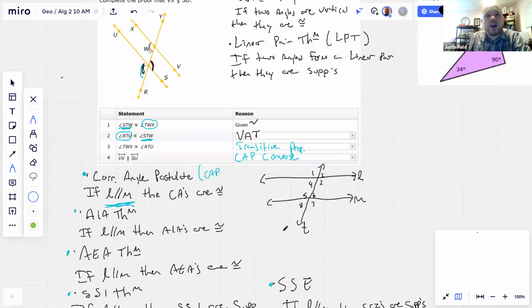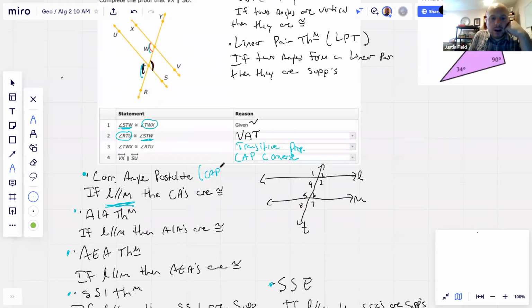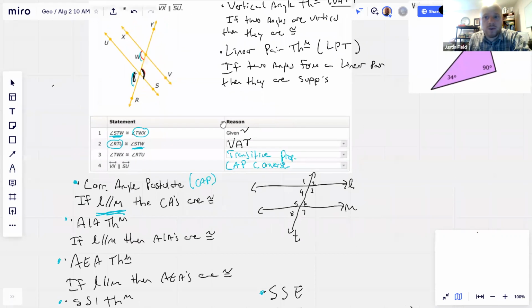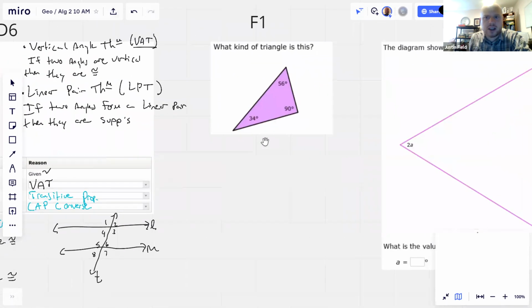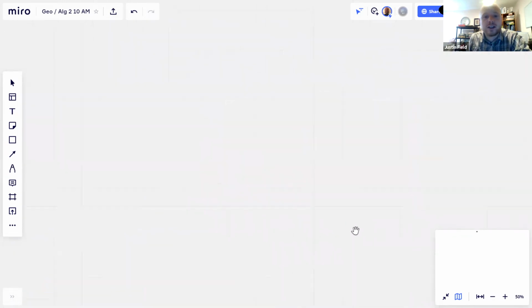Okay, I'm done. The vertical angle theorem does not have a converse. If the angles are congruent, they're not necessarily vertical. If the angles are supplementary, they're not necessarily linear pairs, but all the ones down here, we can flip the if and then, and it's still true. So this is just to get you started, and hopefully you come to class with lots of questions like, let's do this one, let's do this one, still don't get it, let's do this one. Okay, and for that reason, the rest of the assignments are pretty easy.